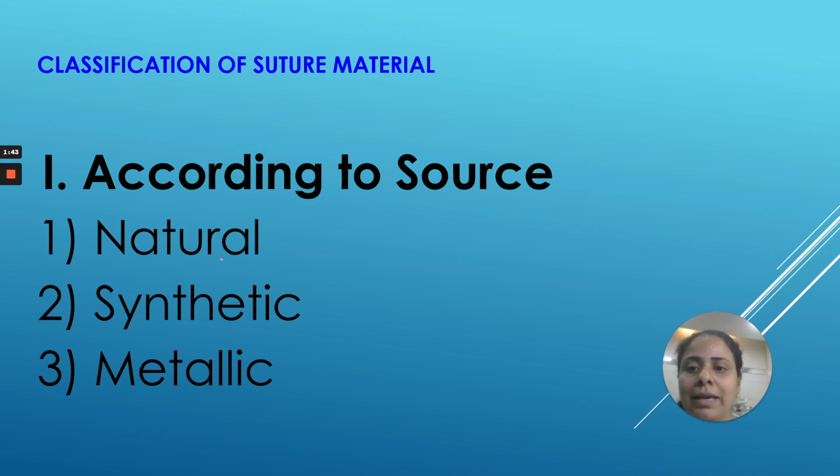So suture material can be natural. Examples are gut and chromic gut. We will discuss these sutures later on. And then synthetic, which we most commonly use these days, because anything which is synthetic we can make according to our own preferences. And the metallic sutures. Metallic sutures we do not use in the oral cavity. These are mainly used for the skin, and I don't think anybody uses them now.